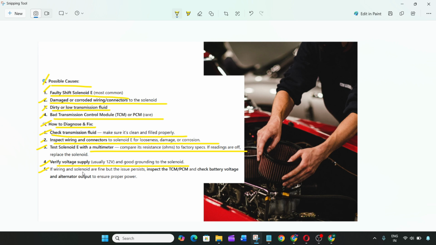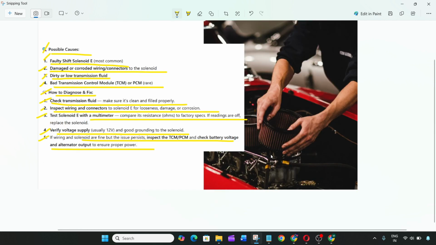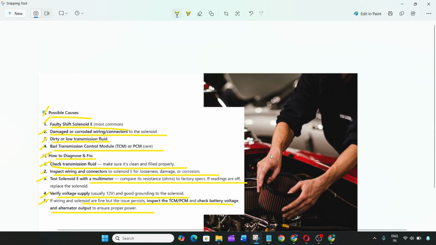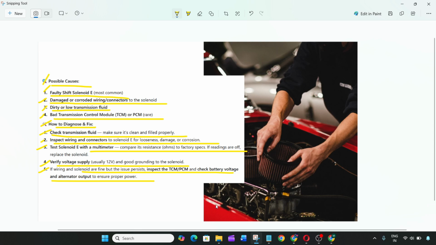4. Verify voltage supply, usually 12 volts, and good grounding to the solenoid. 5. If wiring and solenoid are fine but the issue persists, inspect the TCM or PCM and check battery voltage and alternator output to ensure proper power.